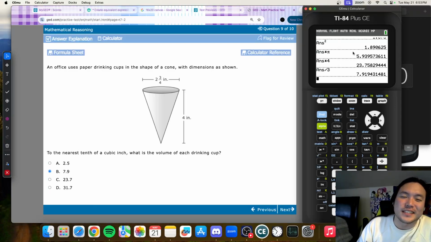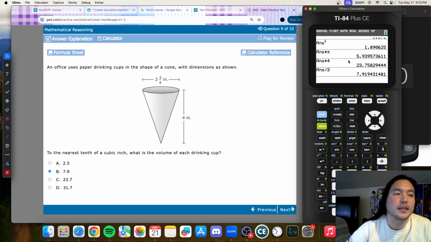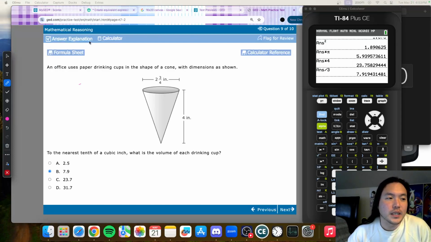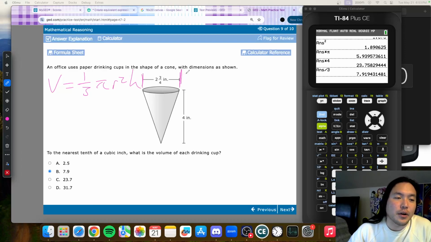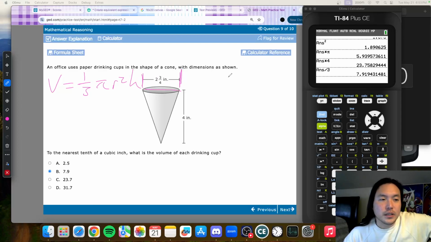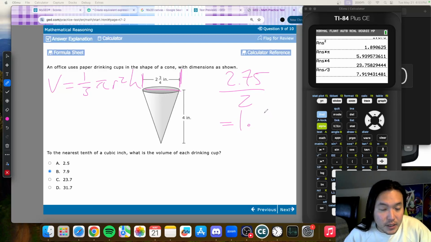Okay, let's break it down. Volume is 1/3 pi r squared h. They gave us the diameter. Diameter is all the way across the circle, right? And the radius is half of that. So we want to do 2.75. 2.75 is 2 3/4, right? We divide that by 2 to get 1.375.